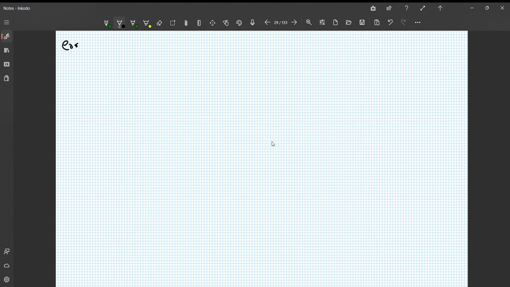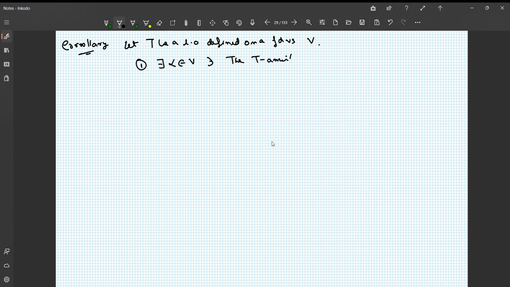Let us move on to the next important corollary. What this corollary says is that, again, suppose T is a linear operator defined on a finite dimensional vector space V. Then there exists a vector alpha in V such that the T annihilator of alpha is the minimal polynomial for T.